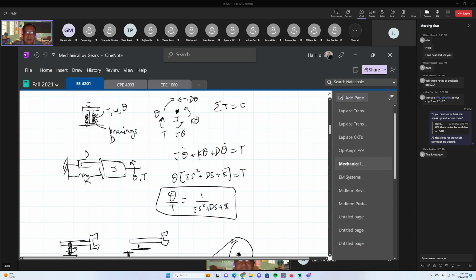Okay, and so if you take the Laplace transform of this and put it in the form of an output over input transfer function, where output is angular displacement and input is torque, this is your transfer function. So you see that for this second order transfer function, the coefficients are dependent on how much inertia, how much bearing friction, and how much spring constant are in the system.